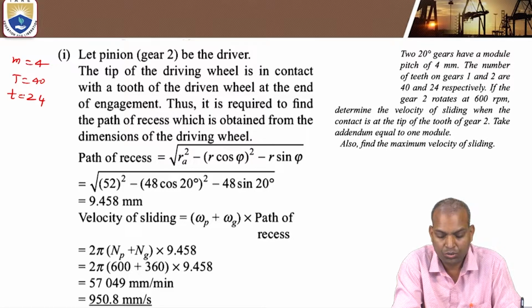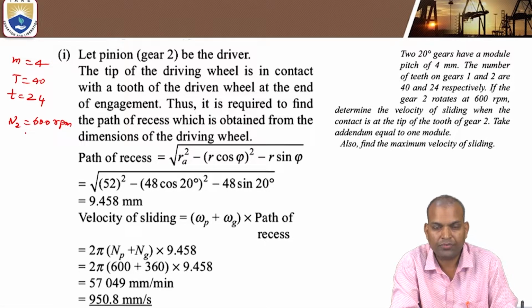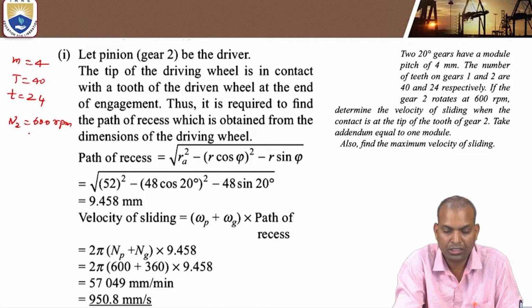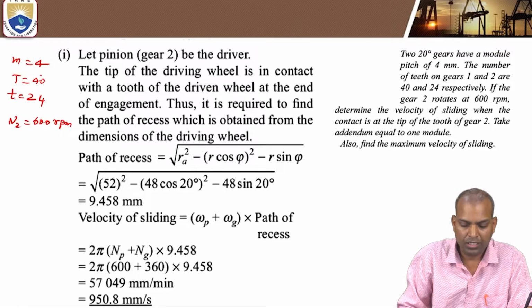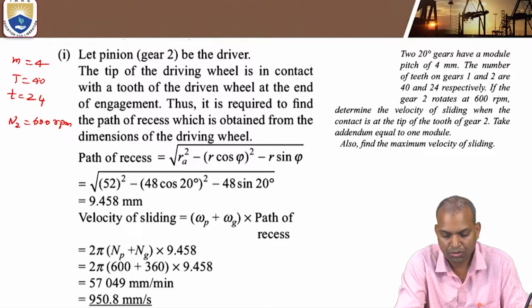And if gear 2 rotates at 600 rpm, determine the velocity of sliding when the contact is at the tip of the tooth of gear 2. Take addendum equal to 1 module. Also find the maximum velocity of sliding. Here we consider that the larger wheel is the driving wheel, considered as gear 1, and the pinion is considered as gear 2.